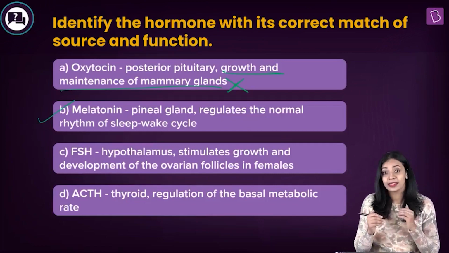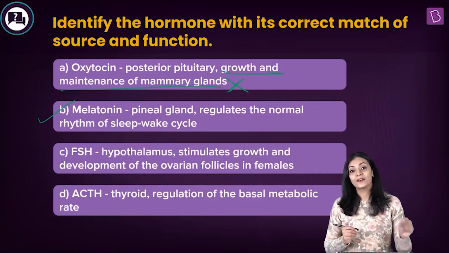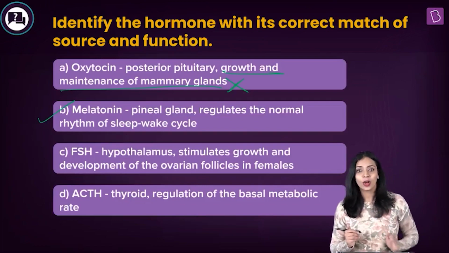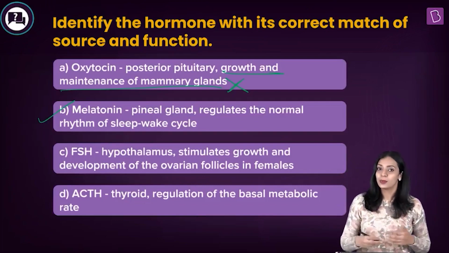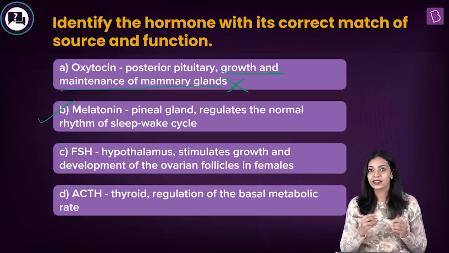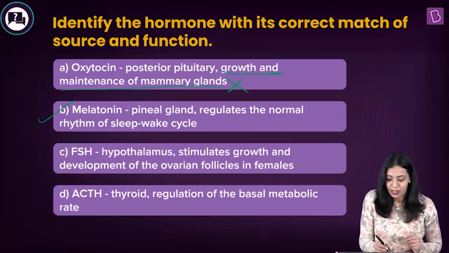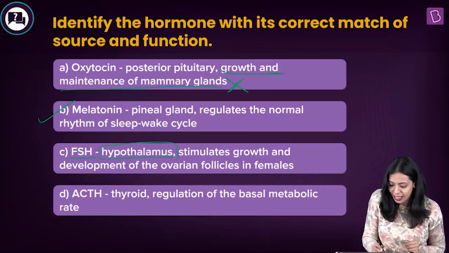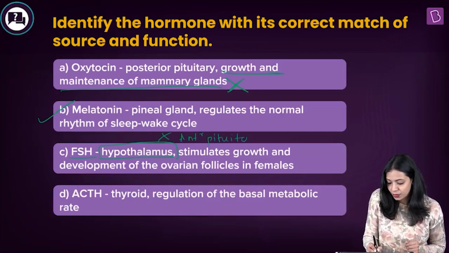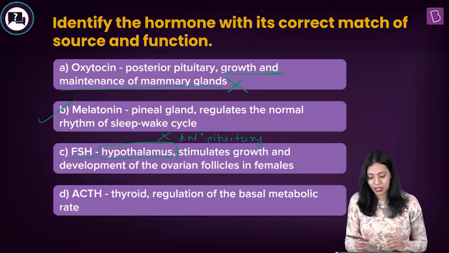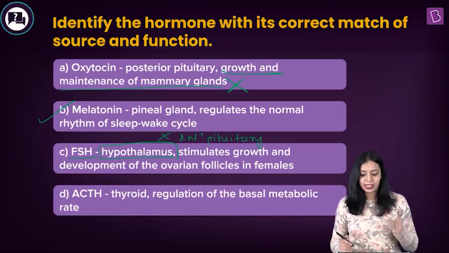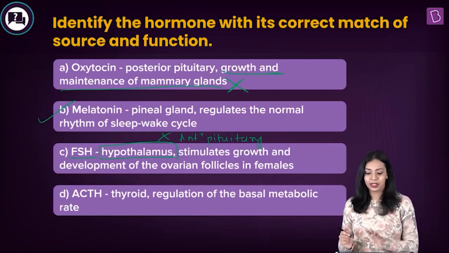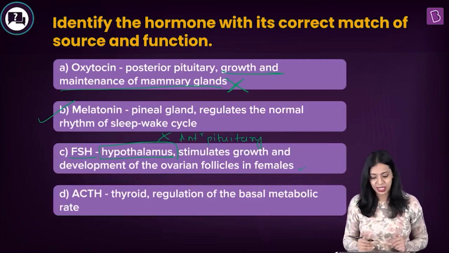Now let's look at why C and D are wrong. FSH. FSH stands for follicle stimulating hormone. As the name suggests, this hormone is responsible for stimulating the development of follicles in the ovaries in females. Okay, so this hormone is not produced by the hypothalamus. It is produced by the anterior pituitary. Okay, so that makes this option incorrect. But the correct function is given. It stimulates the growth and development of the ovarian follicles in females. Function is correct, but the source is incorrect.